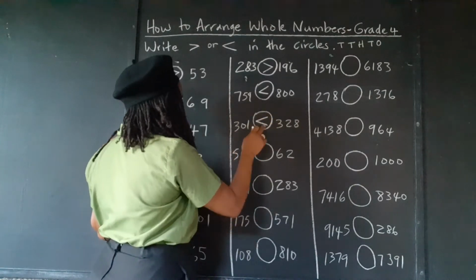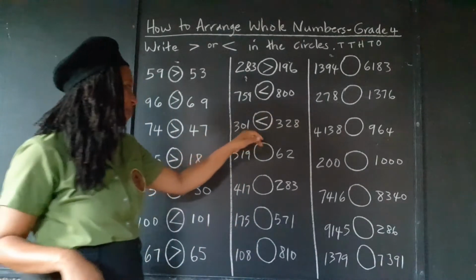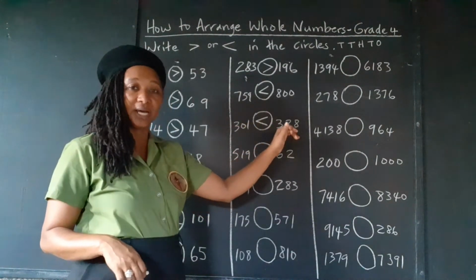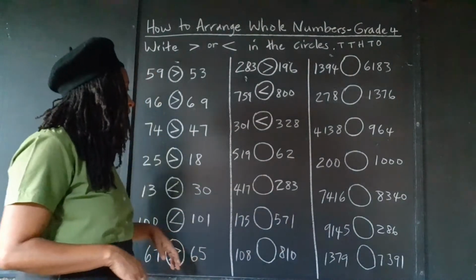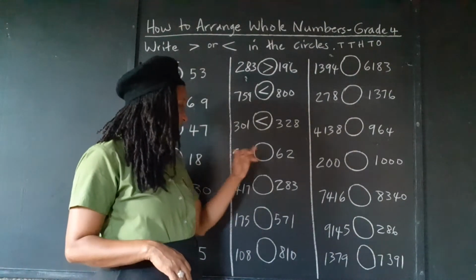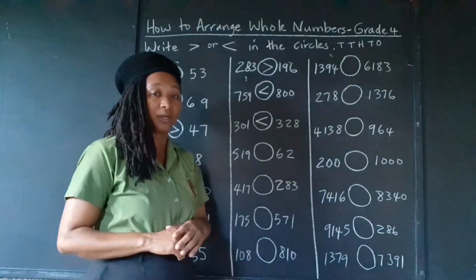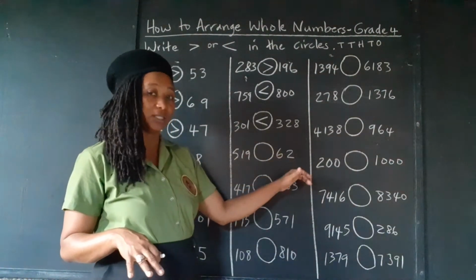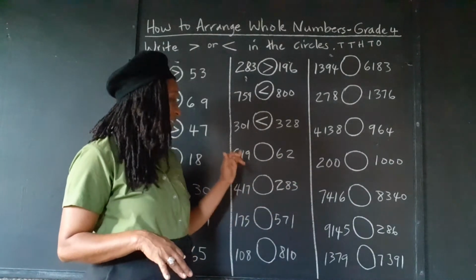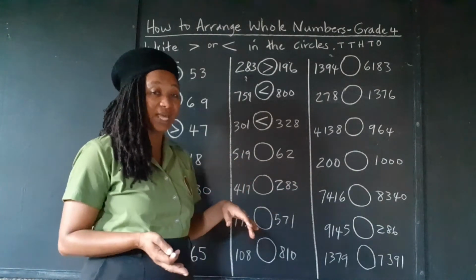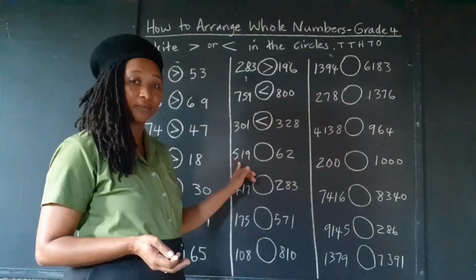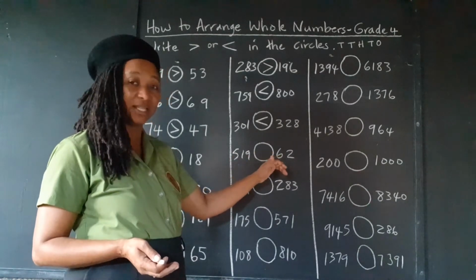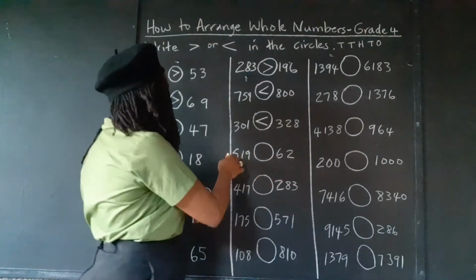301 is less than 328. Here we have 519 and 62. They are not equally yoked. One has only tens and ones, one has hundreds, tens and ones. So immediately we can see this is the bigger number. This is 500 and something. This is just 6 tens, 60 something. So this is the bigger number.